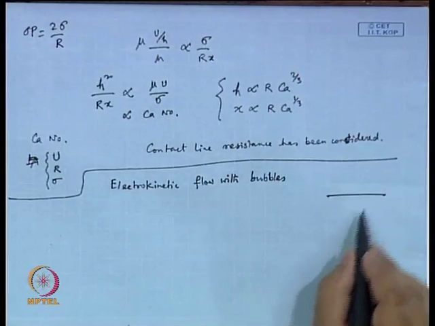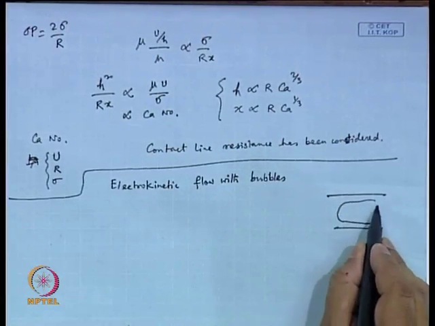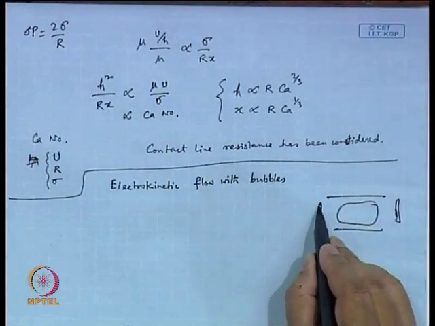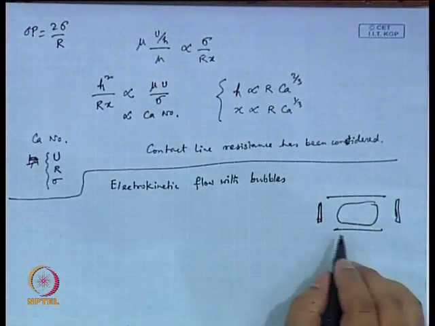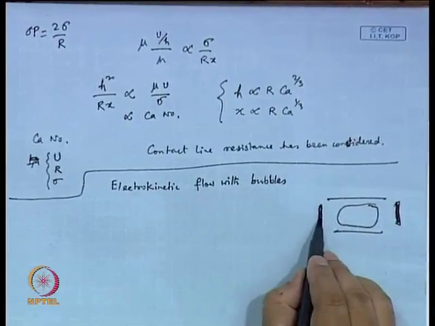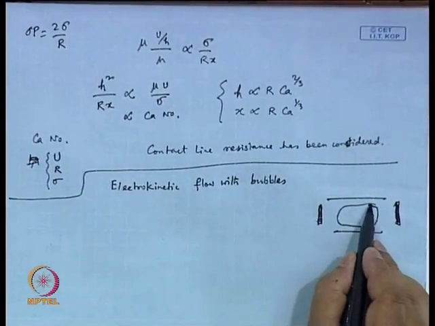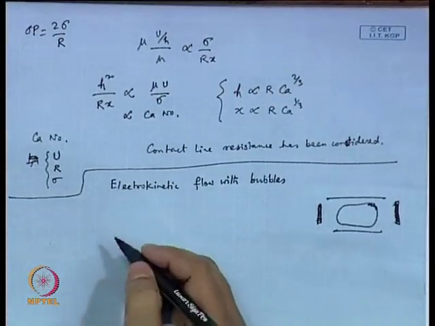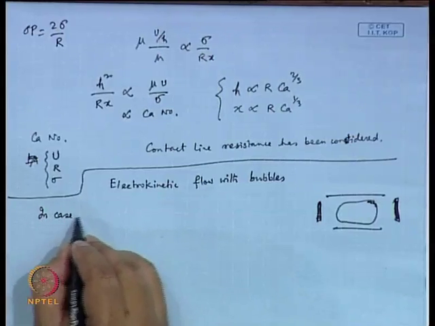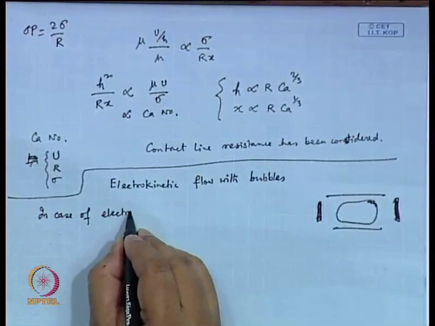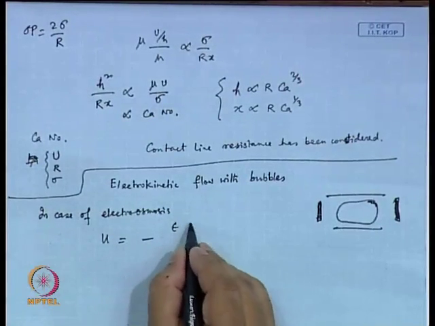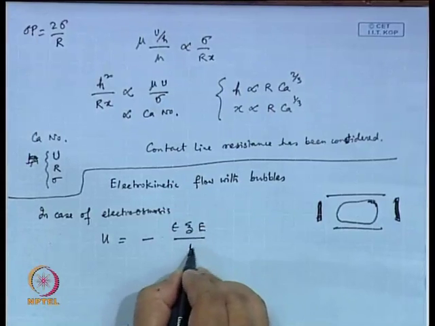That means, you have this microchannel, you have a bubble placed axisymmetrically, and then you have an electrode here and you have an electrode there, just the way you have conducted electroosmotic flow or electrokinetic flow. So, you have these electrodes here, and you want to induce a flow. Then what happens if you do this? The problem here is that in case of electroosmosis, velocity u is equal to minus epsilon zeta E divided by mu.